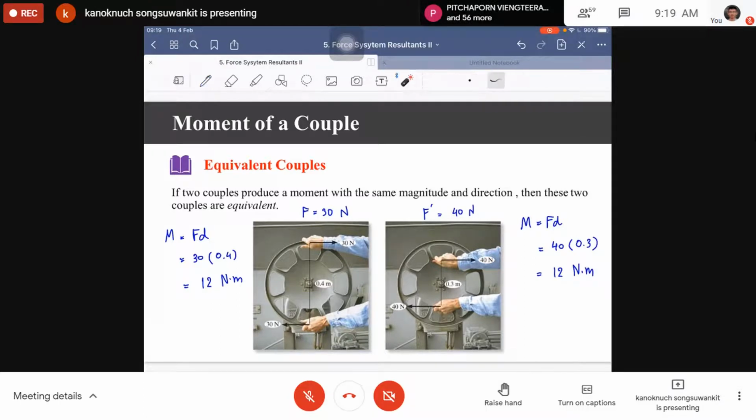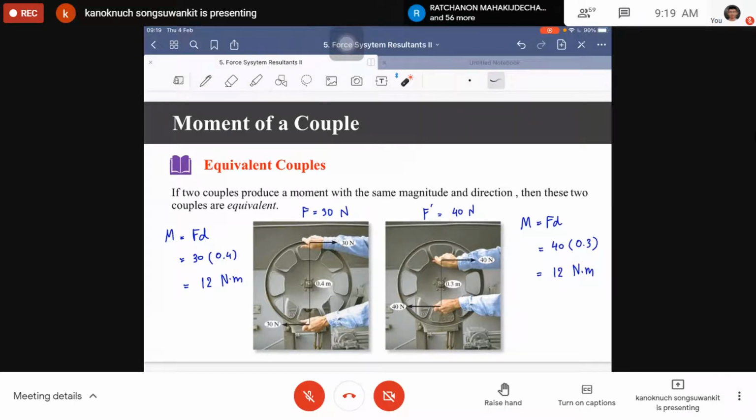So you can see that the couple moments of these two couples are equal, but the closer the distance between the couple becomes, the greater the force you need to exert to rotate this wheel. An application of this fundamental is, for example, the steering wheels on vehicles.